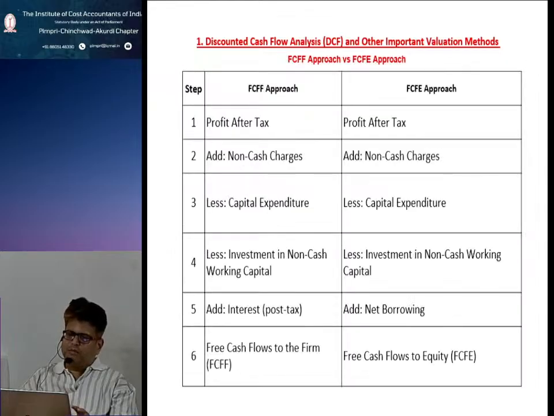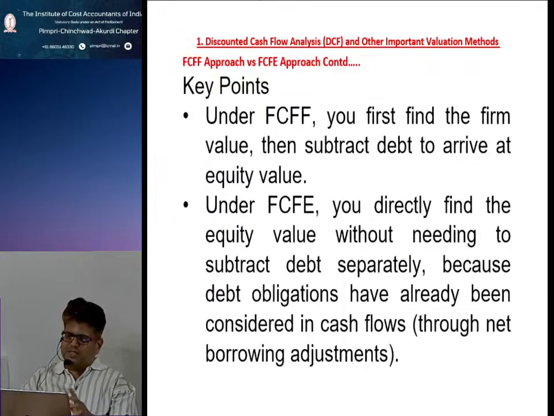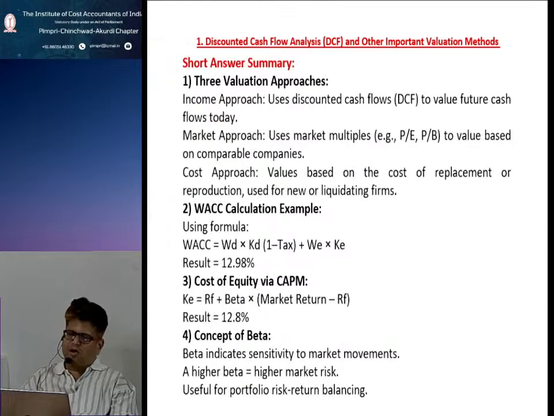Thereafter, we saw the comparison between the FCFE approach and FCFF approach. Now, these are the comparatives. I am not just reading out; the crux is that under FCFF, you first find the firm value, then subtract debt to arrive at the equity value. Whereas under FCFE, one directly finds the equity value without needing to subtract debt separately, because debt obligations have already been considered in cash flow through net borrowing adjustments.